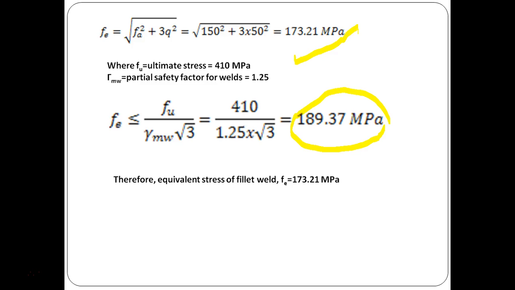this 173.21 MPa. Now here in this particular problem, a student has to just recall this particular clause as well as a particular formula to calculate equivalent stress. So we can solve this problem even within 30 to 40 seconds.